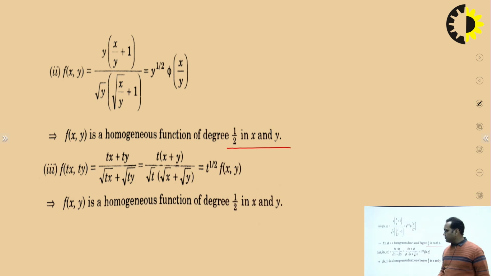In the third case, this function can be tested by the alternative test, and we put x equal to tx and y equal to ty. So f(tx, ty) equals t to the power 1 by 2 f(x, y). So we can say that this function is homogeneous of degree 1 by 2 in x and y. In all these cases, this function is homogeneous of degree 1 by 2 in x and y.